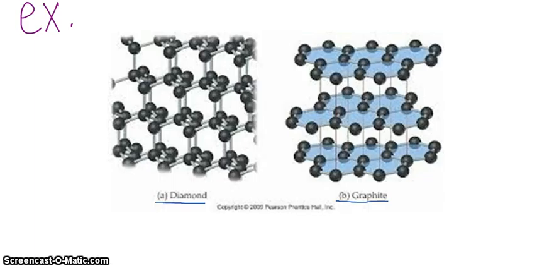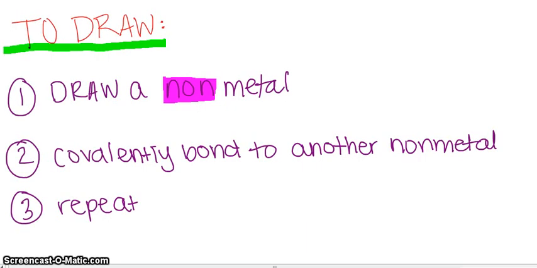And on the contrary, graphite is formed by hexagonal rings that are connected by weak IMFs, and due to this there are delocalized electrons around the layers, which makes it a good conductor. Also, it is much weaker because the layers slide off of each other, and that's how we can write with it using our pencils. So to draw a network covalent solid, we'll follow these steps.